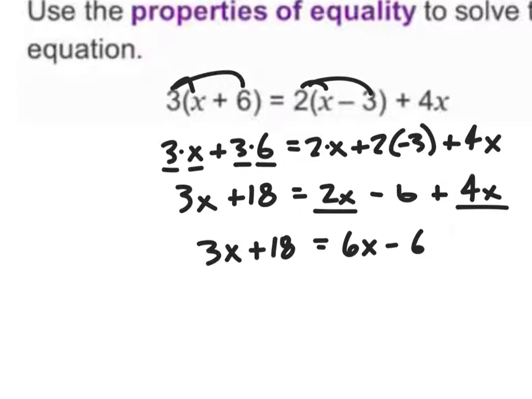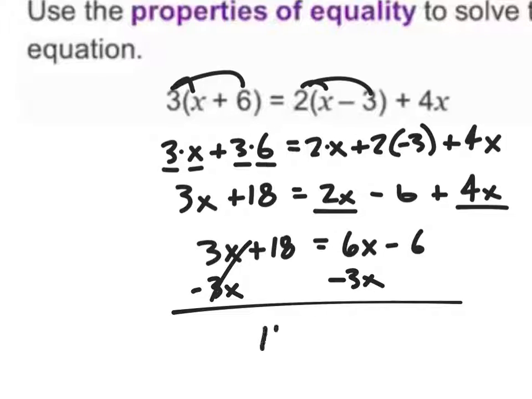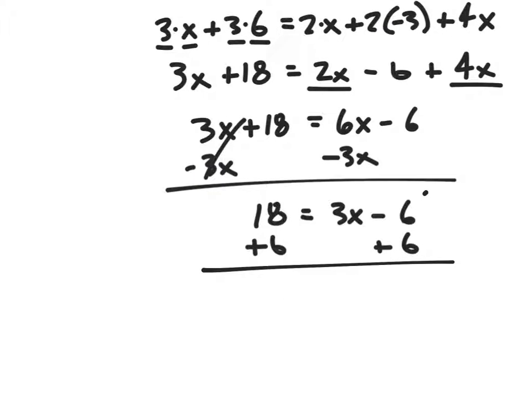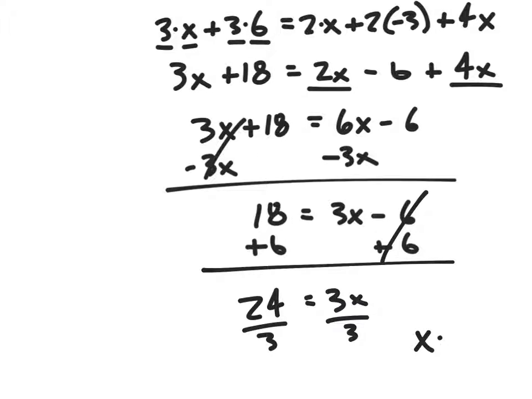Okay, now I'm going to move my 3x over to the right side. So I'm going to subtract 3x from both sides. Okay, so that's going to cancel out. I've got 18 is equal to 3x minus 6. So I'm going to add 6 to both sides. And that's going to give me a value of 24. So I've got 24 is equal to 3x, divide by 3, and we get x is equal to 8.